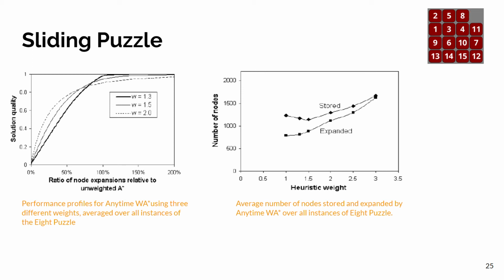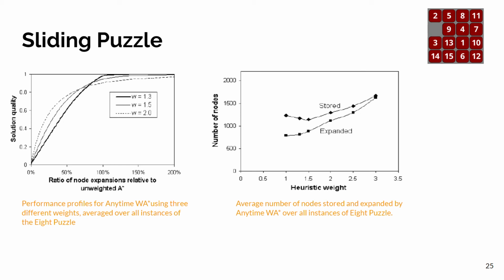The solution quality improves as a function of computation time. In the first graph, we can see that a weight of 1.3 seems to result in the best overall performance among these three weights, although it does not dominate the other performance profiles for all running times. These are the performance profiles for anytime WA star using three different weights, averaged over all instances of the 8 puzzle. By all instances, we mean all possible starting states and a fixed goal state.